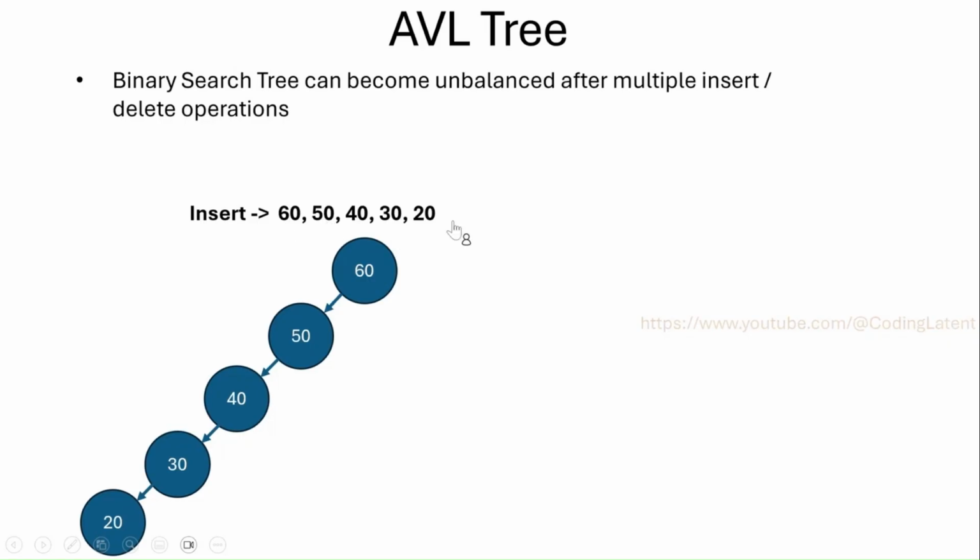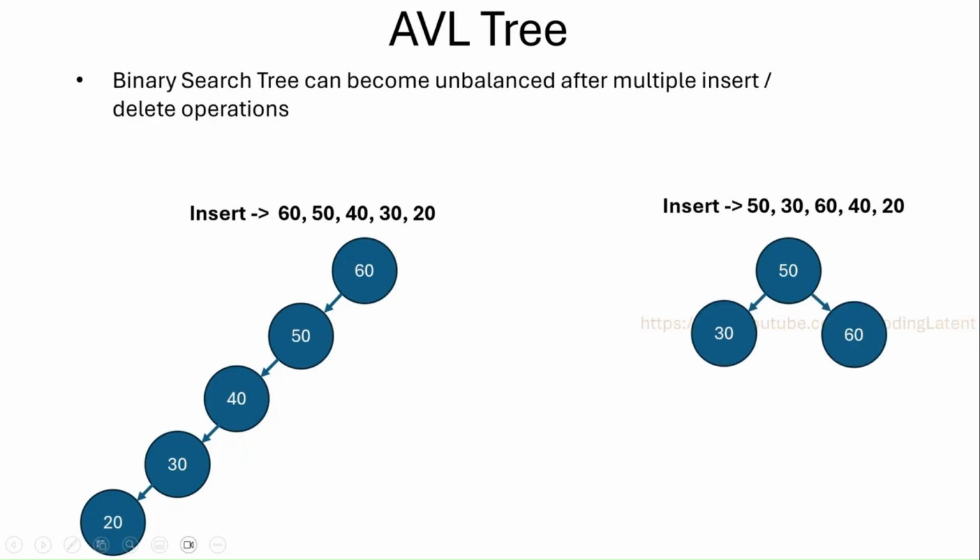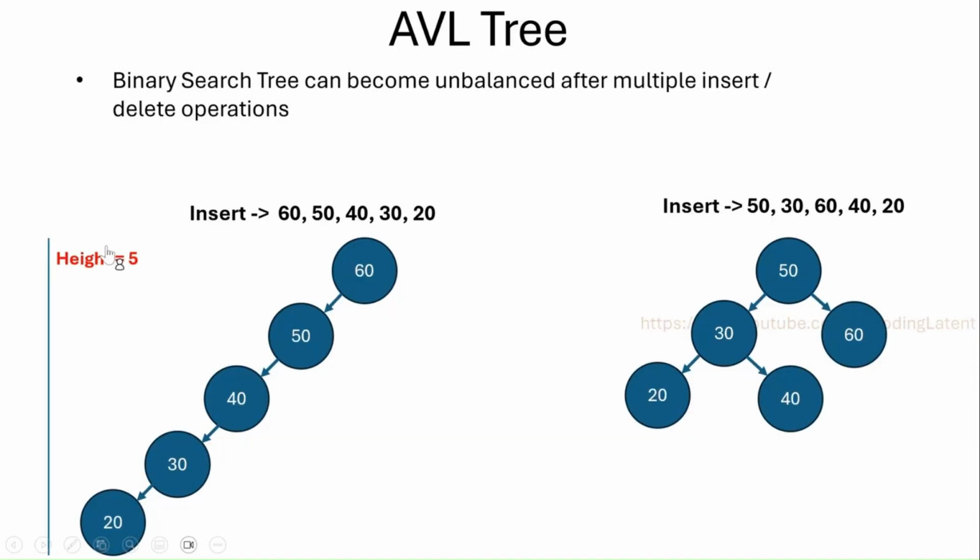Now, if we insert the same numbers in this order, like 50, 30, 60, 40, and 20, then our binary search tree will look like this. You can see we inserted the same numbers, only the order of insertion changed, and the structure of the tree is different in both cases. In the first tree, the height of the tree is 5. And in the second tree, the height of the tree is 3.